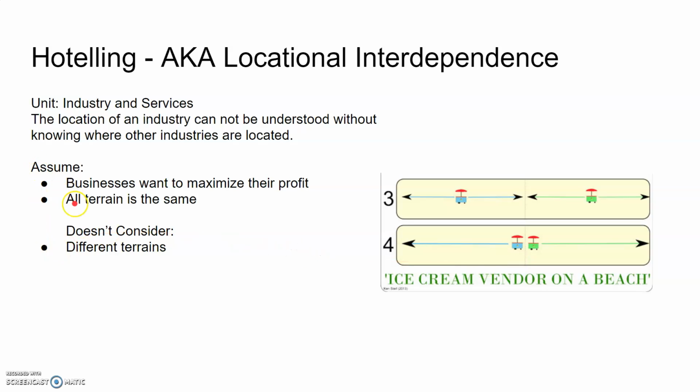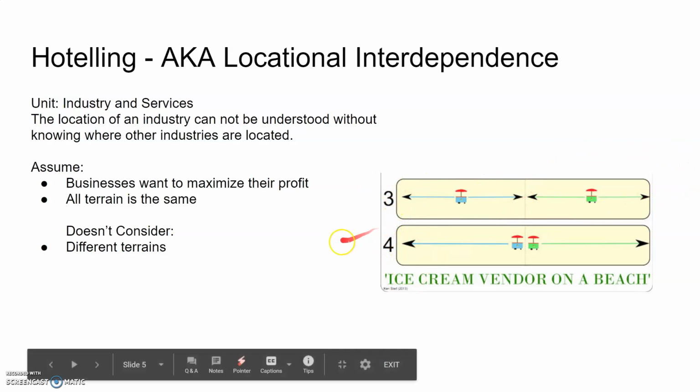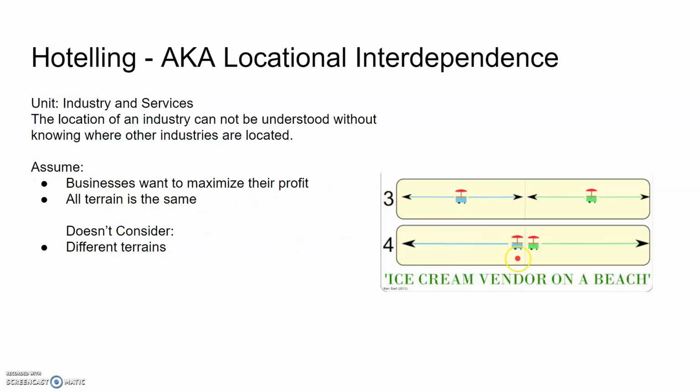But what this doesn't consider is that there are different terrains. So let's say there's a rock in the middle. That means that Model 3 would be better than Model 4. And this also assumes that businesses want to maximize their profit, which is most likely the case, but let's say nonprofit places, they don't really want to maximize it. They want to donate what they can.